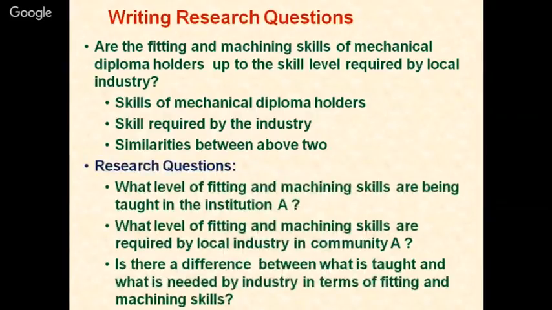Okay? Now you will formulate research questions. What level of fitting and machining skills are being taught in institution A? First of all, you want to do the status study. What type of fitting and machining skills are being taught? Second, skills required by the industry. What level of fitting and machining skills are required by local industry in community A? Then third, you are comparing. Is there a difference between what is taught and what is needed by industry in terms of fitting and machining skills? This is how the above question, are the fitting and machining skills of mechanical diploma holders up to the level required by local industry, is broken down.